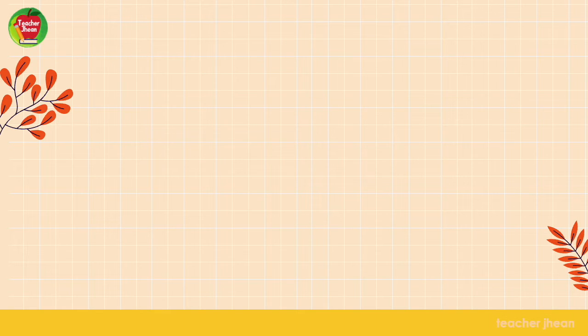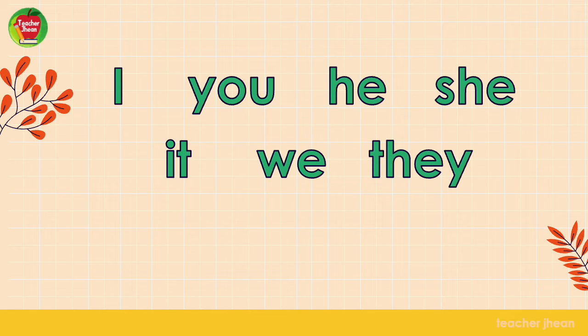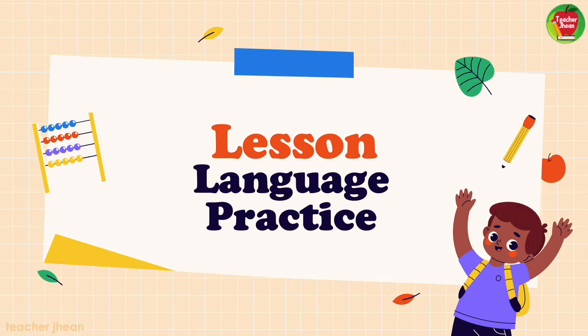Today, we will learn about personal pronouns. By the end of this lesson, you'll be able to use pronouns like I, you, he, she, it, we, they. These words help us avoid repeating the same names over and over again. Let's practice together. I will say a sentence with a name, and you will tell me the pronoun that can replace the name. For example, if I say, John is reading, you say, he is reading. Ready? Let's start.